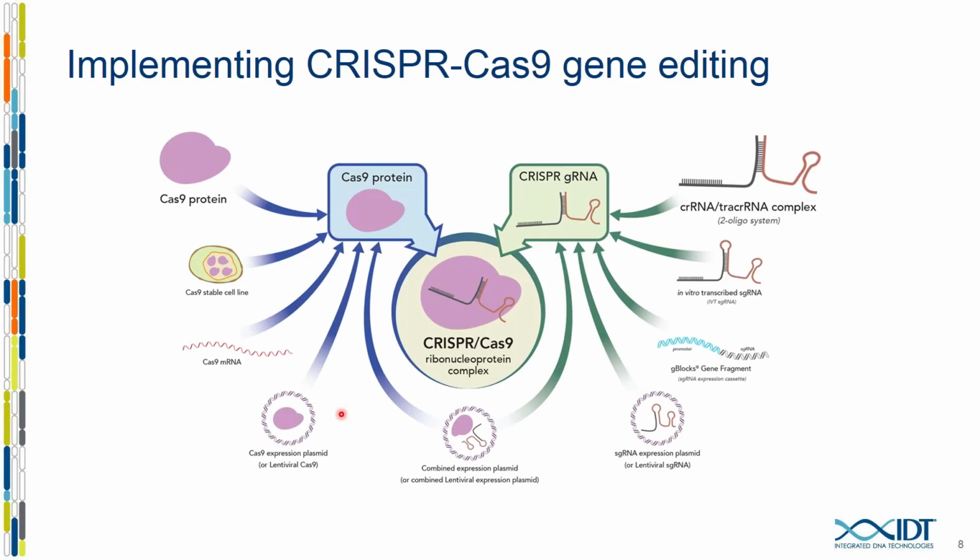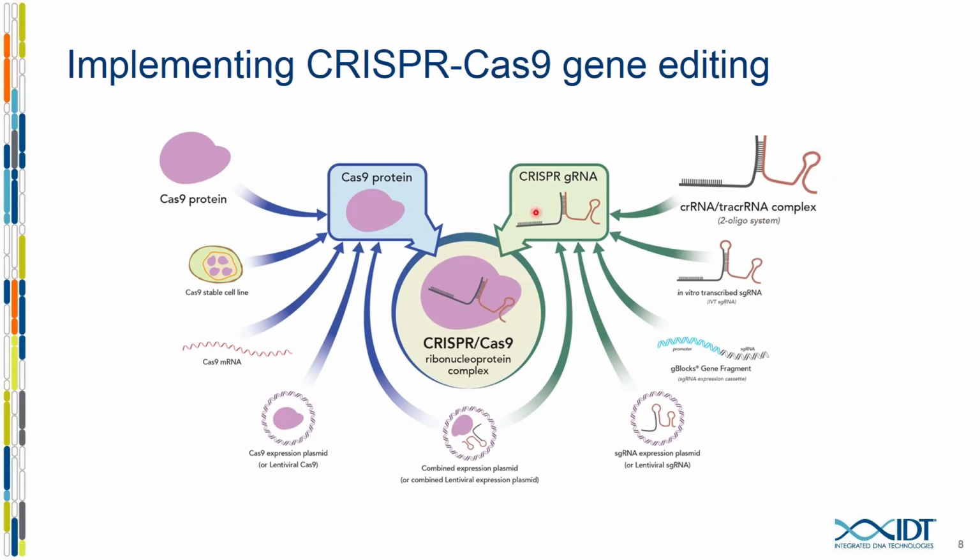Nevertheless, you can implement CRISPR-Cas9 cleavage in a variety of different ways. You can supply the Cas9 protein either as a purified component, adding it directly to the guide RNA complex, and then transfecting the resulting RNP. You can supply Cas9 as part of a stable cell line with the Cas9 gene integrated on the genome. You can use in vitro transcription to produce a Cas9 mRNA. And alternatively, you can use either a plasmid or a lentiviral delivery system to supply Cas9.